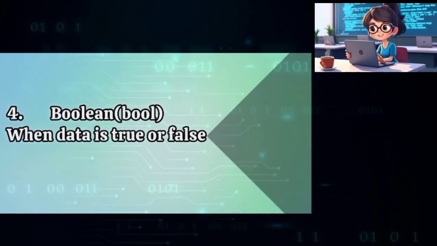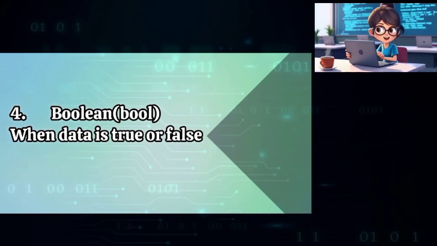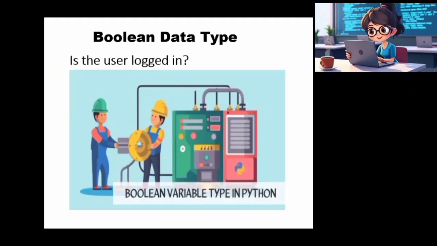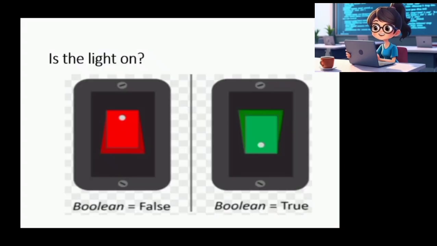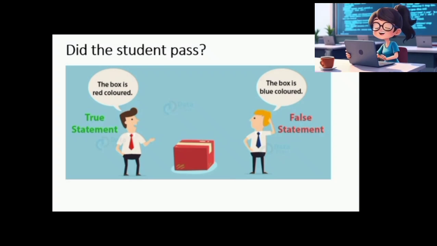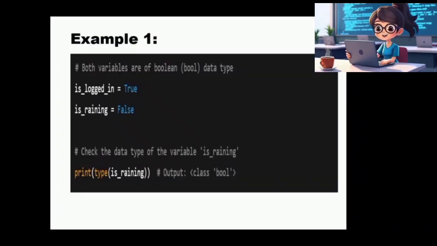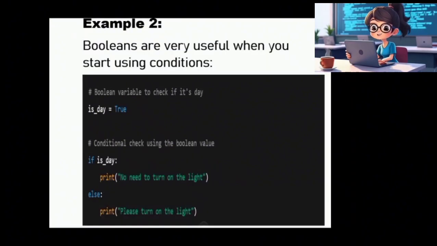4. Boolean, bool. When data is true or false. Boolean only has two values, true or false. It is used in decisions like, is the user logged in? Is the light on? Did the student pass? Examples. 1: is_logged_in equals True, is_raining equals False, print type is_raining. Booleans are very useful when you start using conditions. Example 2: is_day equals True, if is_day, then print, no need to turn on the light. Else, print, please turn on the light.